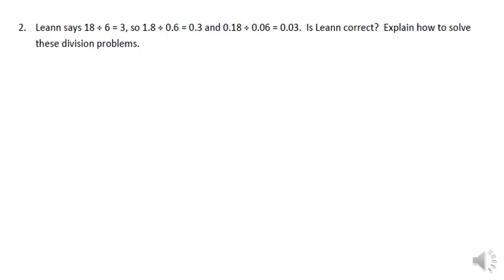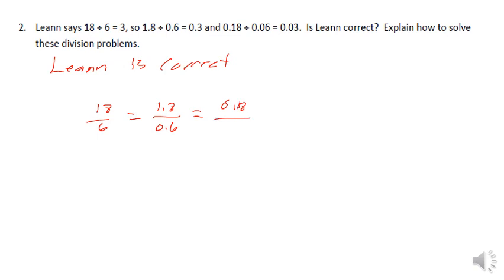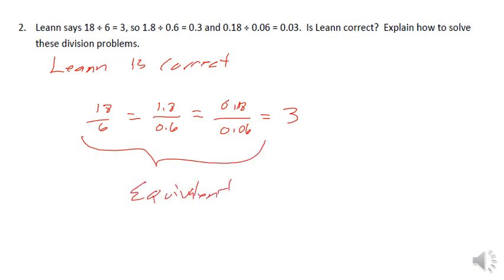Okay, so Leanne is correct. And that's because if I rewrite these, 18 over 6, which is equal to 18 tenths divided by 6 tenths, which is equal to 18 hundredths divided by 6 hundredths. And that's because all of them are going to be equal to 3, because all of these are equivalent fractions.